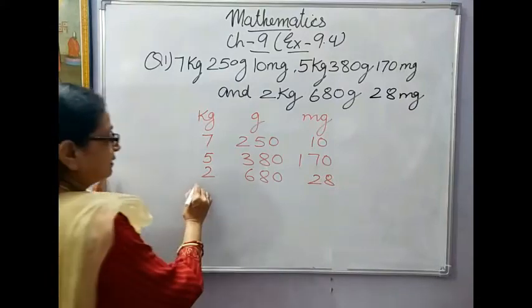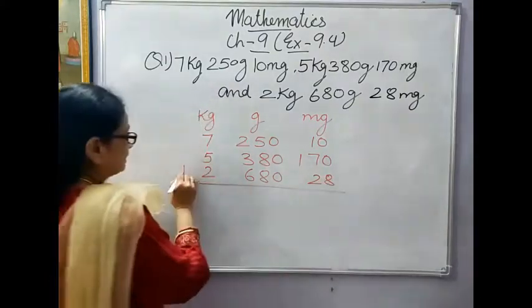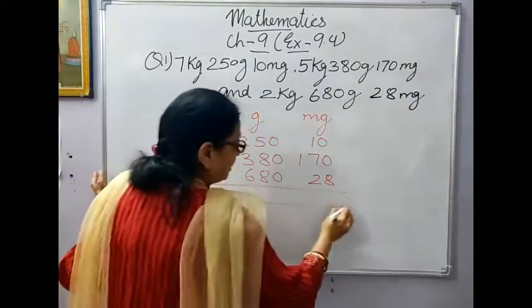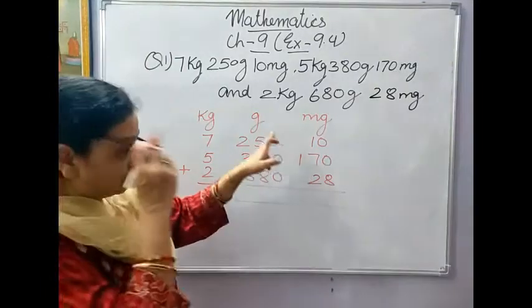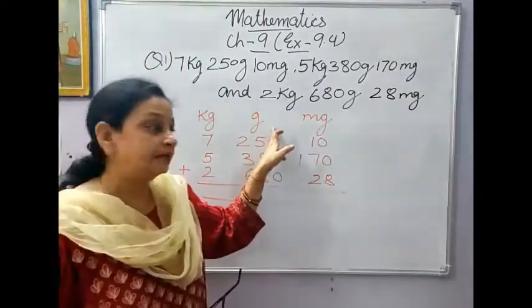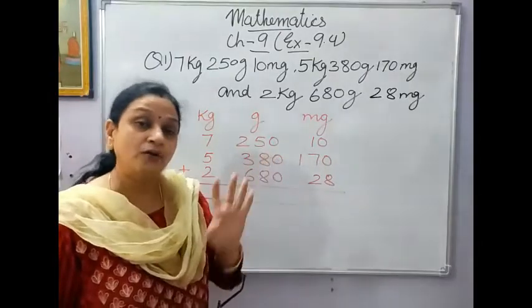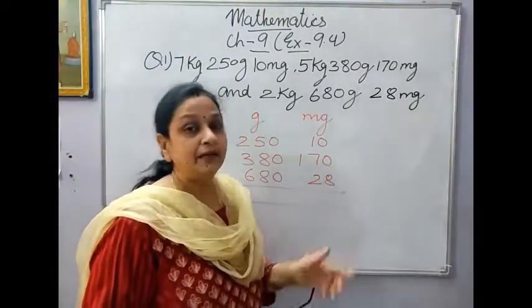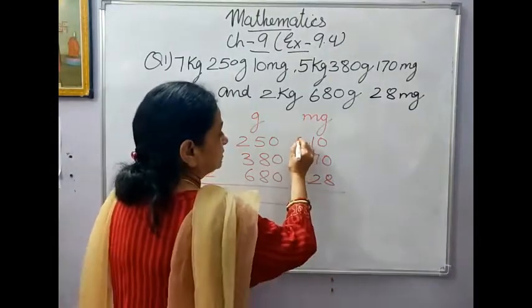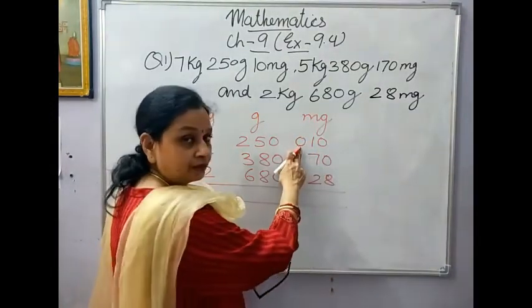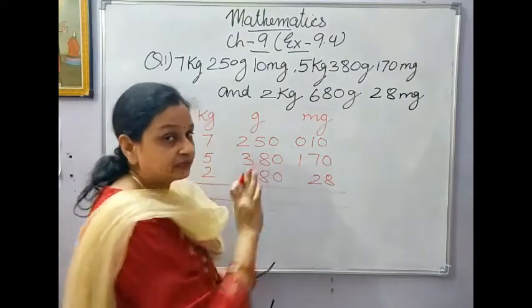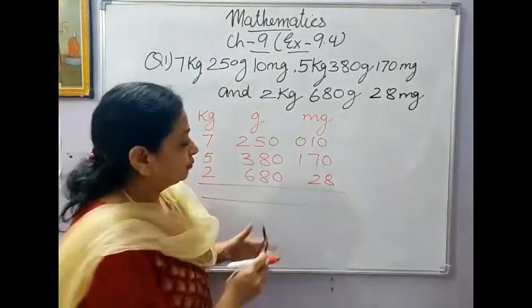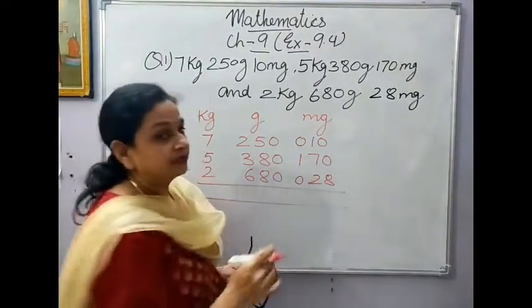Now what will be the next step? Put the sign of plus and make all. Now how many milligrams are there in 1 gram? 1000. 1000 means how many zeros? 3. So how many places should be there in milligram? 3. So we will put extra 0. There are already 2 places, so we will put 1. There are already 3 places, we need not put 0. There are 2 places, so we will put 1. Now we will start adding.